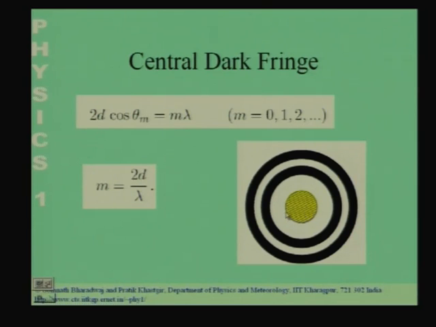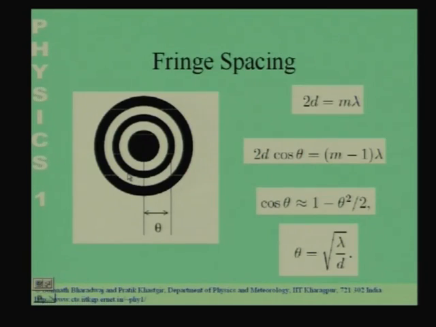We then had calculated the order of the central fringe. When the central fringe is dark, the order of the central fringe is 2d by lambda, where d is the separation between the two arm lengths, the difference between the two arm lengths. We then had calculated the fringe spacing, which is the angle between the central dark spot and the first dark ring. Calling this angle theta, we had found that theta is lambda by d.